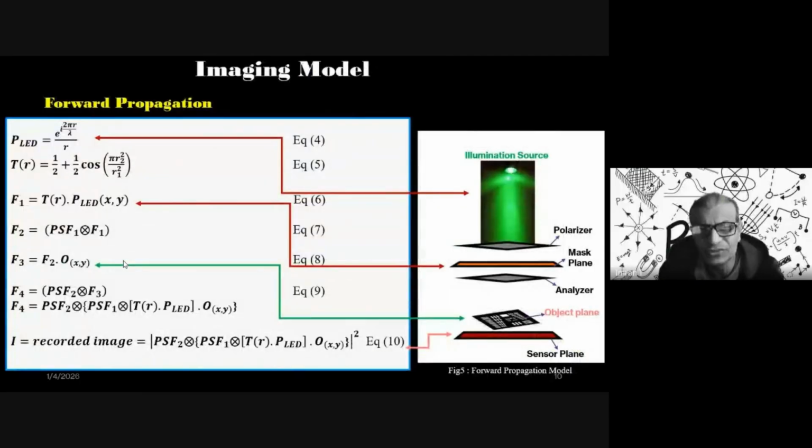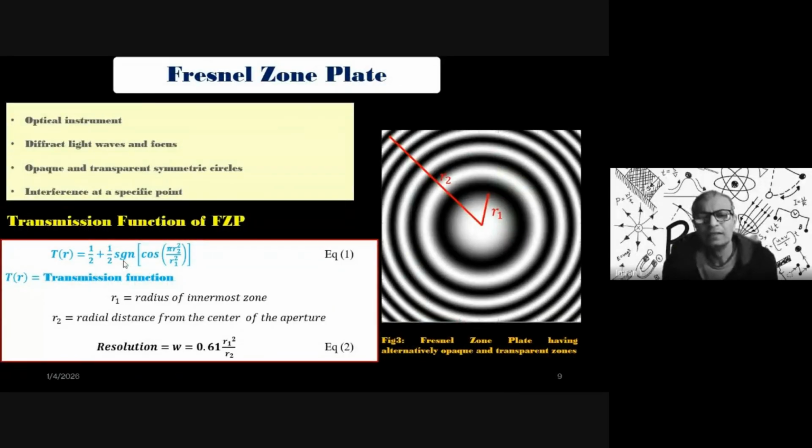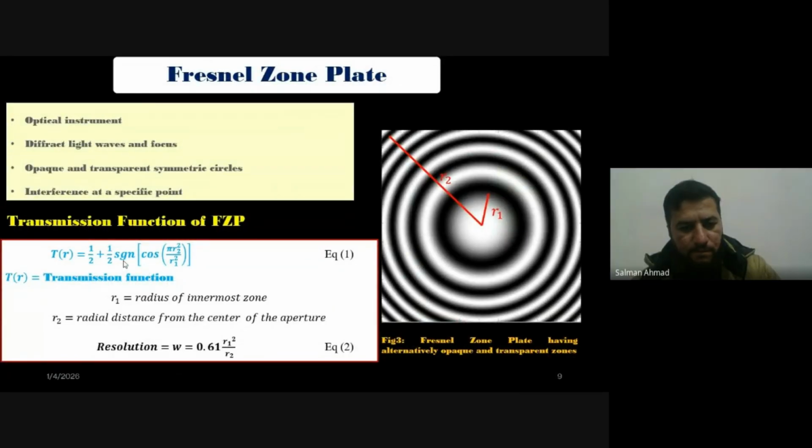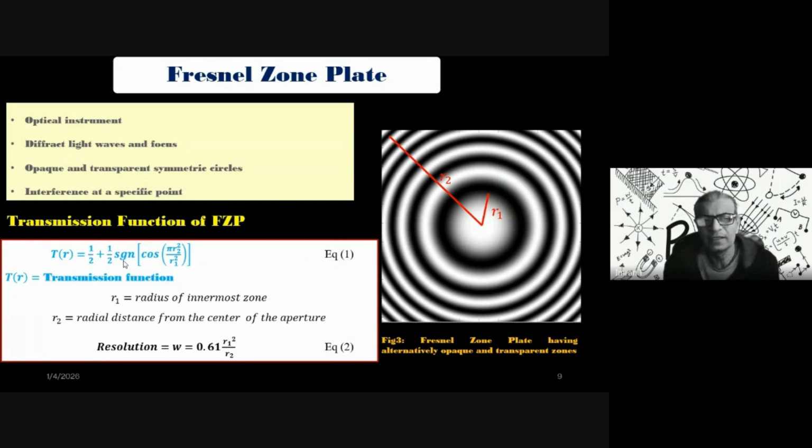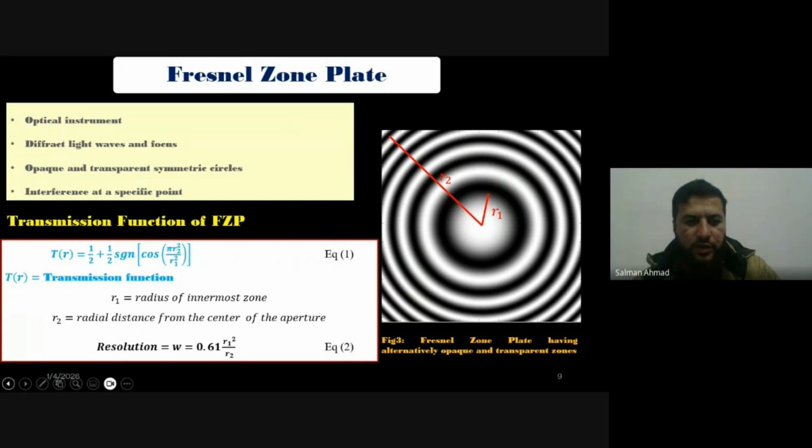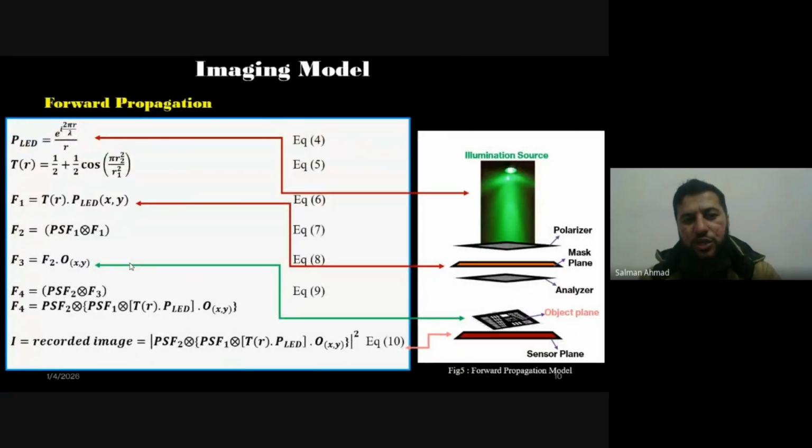So the transmission function of the Fresnel zone plate, you use this equation to generate it. Yes, sir. This equation is used when we propagate the light, and when we were doing the simulation part.